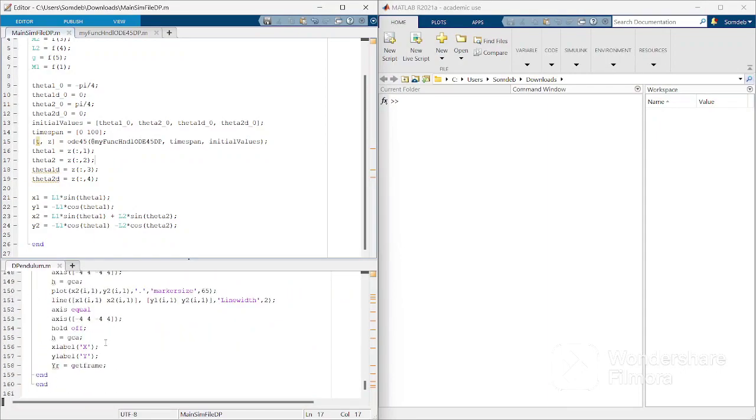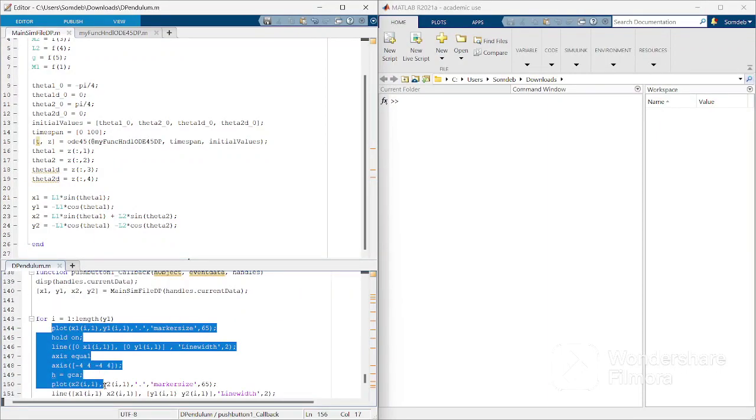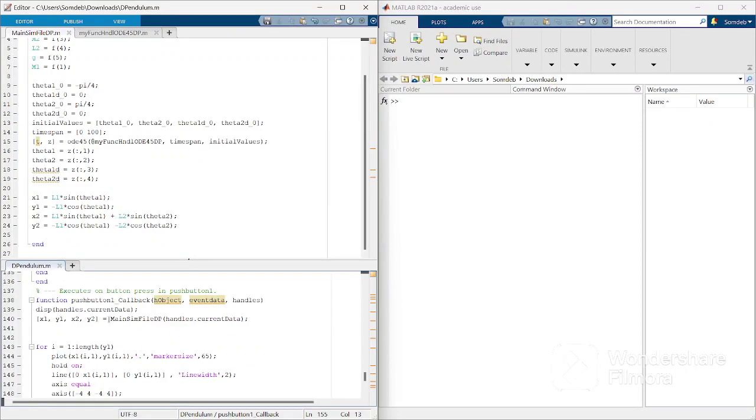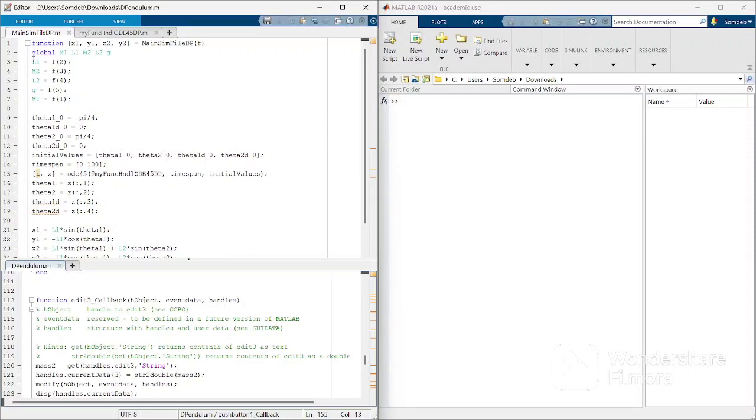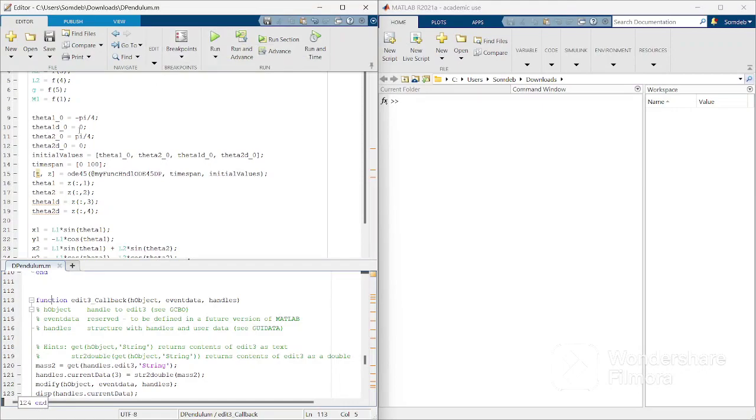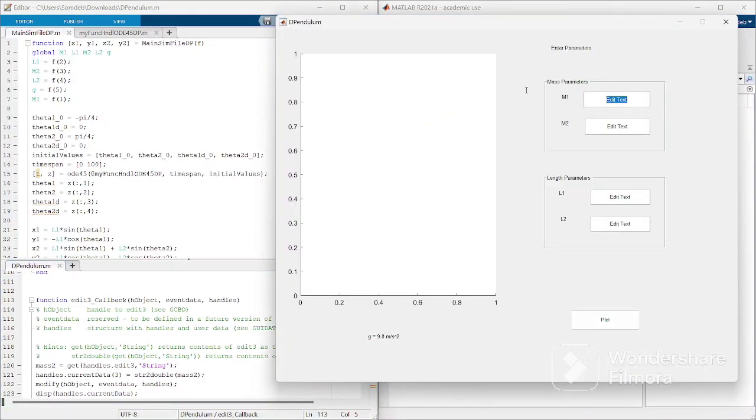The plotting happens after some initial declaration of values. I have not declared L1, L2, M1, M2 and G, so I will be declaring them in the GUI itself. I could also declare the initial conditions, but I ran out of time and didn't do that. So for the mass parameters, let's say I give 1 and 1.5, and the lengths are 1 meter and 2 meter. Now I click on plot.